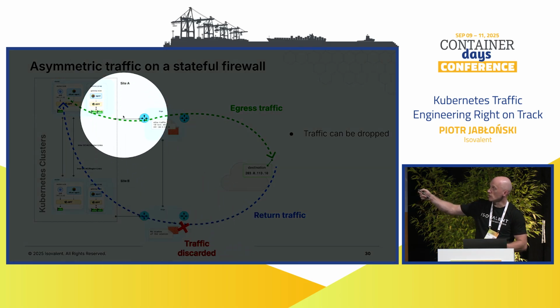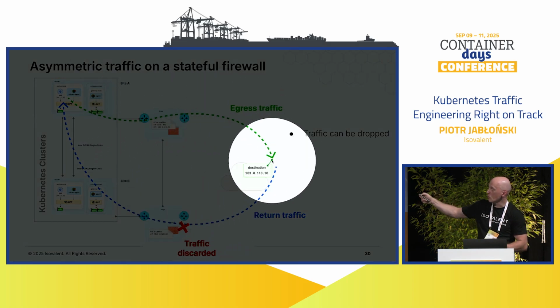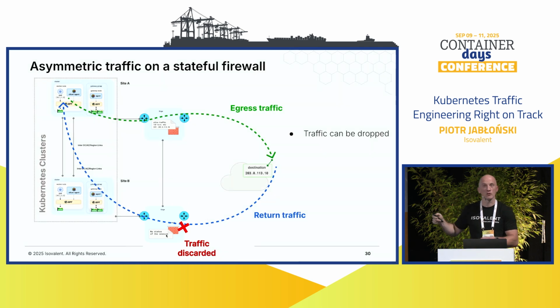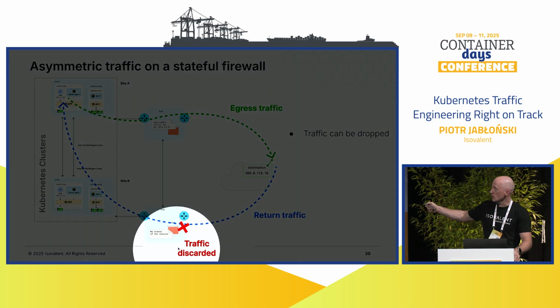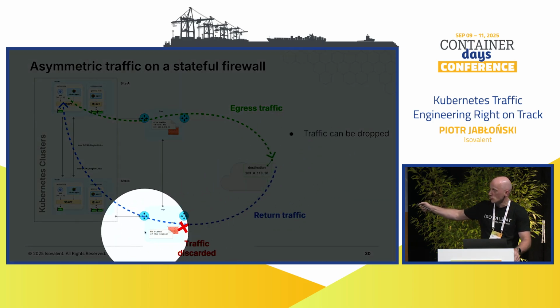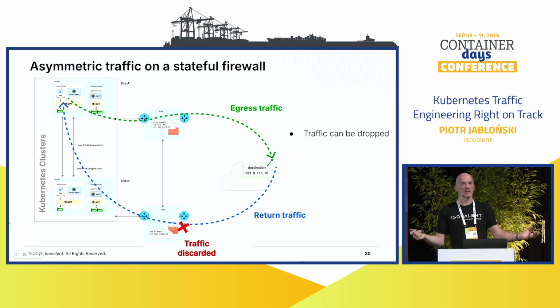Why? Because, again, traffic going out didn't create a necessary entry in the connection tracking table, or a stateful entry for the connection, in the bottom firewall. So when the traffic chooses the path through the bottom firewall, it doesn't know anything about this flow, and it simply drops the traffic.